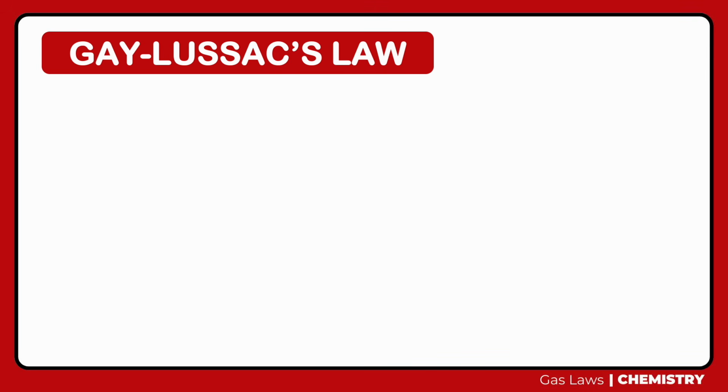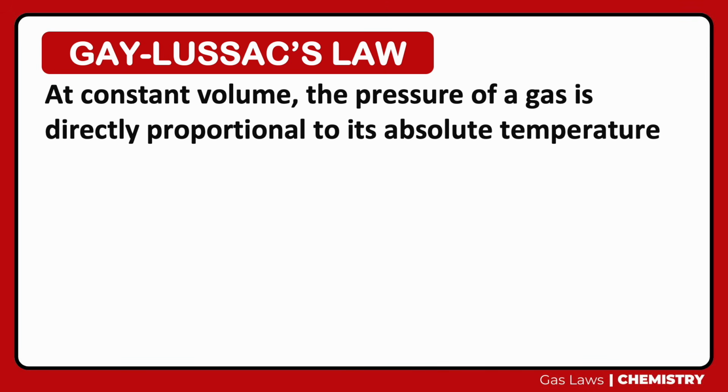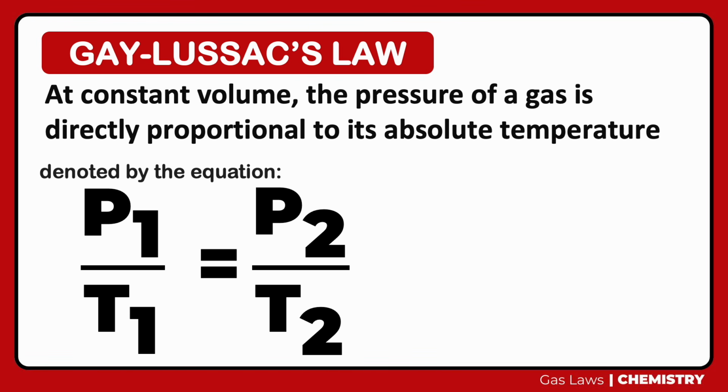Gay-Lussac's law states that when the volume of gas remains constant, the pressure of a gas is directly proportional to its absolute temperature. The formula for Gay-Lussac's law is P sub 1 over T sub 1 equals P sub 2 over T sub 2, where P sub 1 is the initial pressure, T sub 1 is the initial temperature, P sub 2 is the final pressure, and T sub 2 is equal to the final temperature.